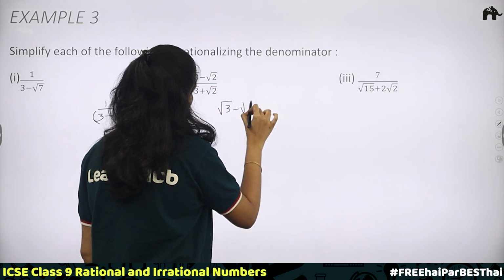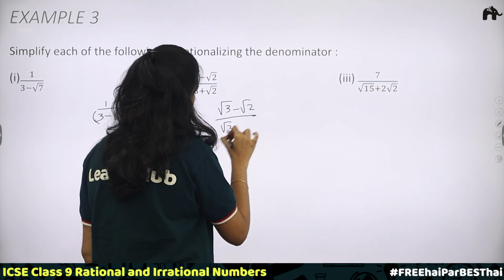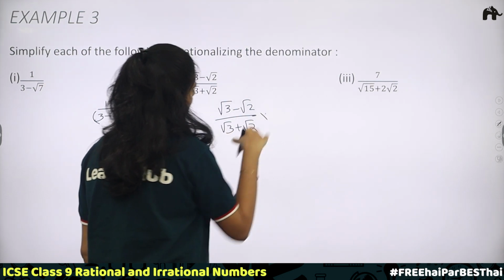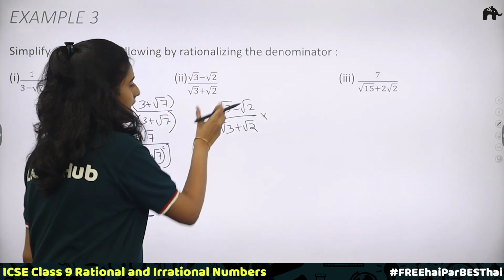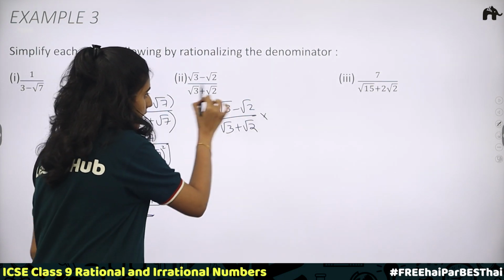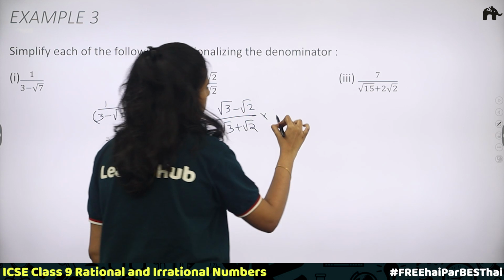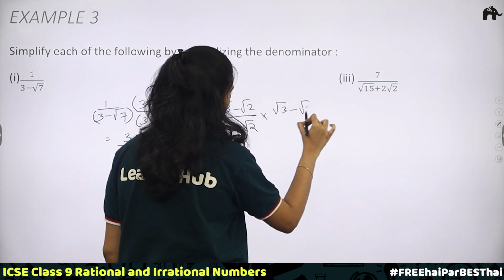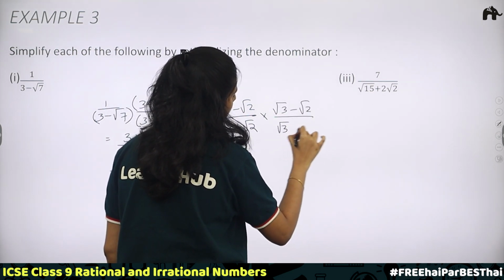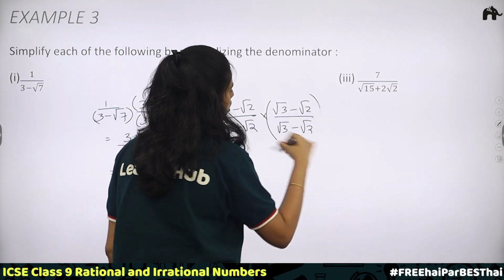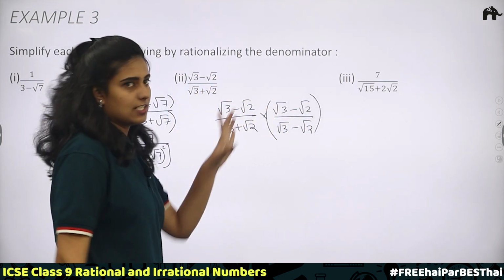Root 3 minus root 2 divided by root 3 plus root 2. So to get the rationalizing factor, how to get the rationalizing factor? Take the denominator, change the sign. Here it is positive, the sign becomes negative. So root 3 minus root 2 divided by root 3 minus root 2. Numerator and denominator we are multiplying with this rationalizing factor.